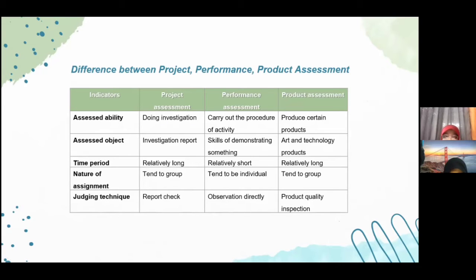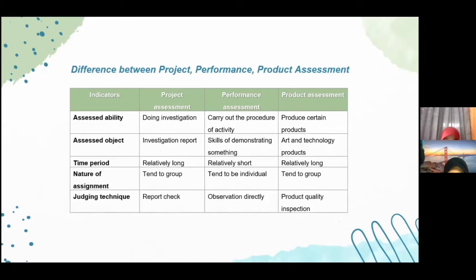Project assessment is different from performance and product assessment. These differences can be seen in several ways. Project assessment is used to assess investigation activities. Meanwhile, performance assessment is used to assess the ability of students to do something. According to Slavin 2006, performance assessment is the assessment of students' ability to perform the assignment in a real-life context. Therefore, it can be assessed through observation.